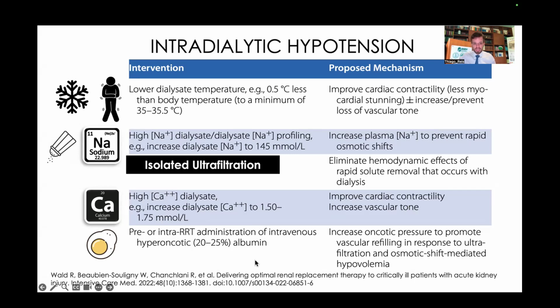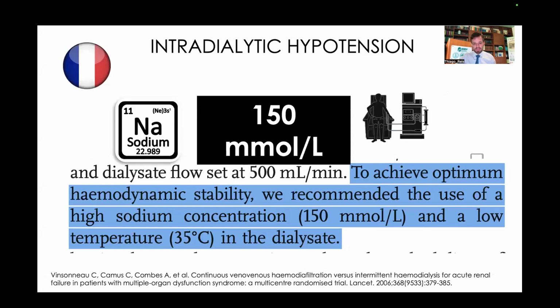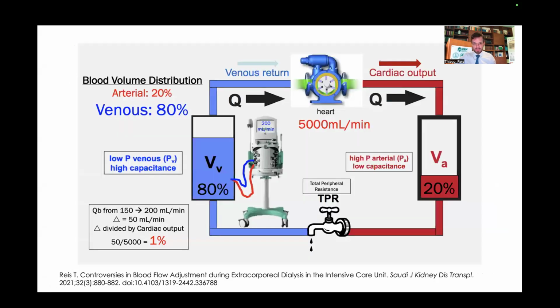Also, increasing calcium in the dialysate and infusing albumin before the session. And for example, in this trial in France, they utilized a sodium concentration for critically ill patients of 150. And in this trial, they were comparing patients on intermittent versus continuous renal replacement therapy. As I've mentioned prior, perhaps 150 would be too much and could be associated with brain injury.